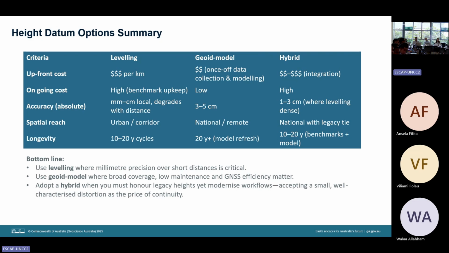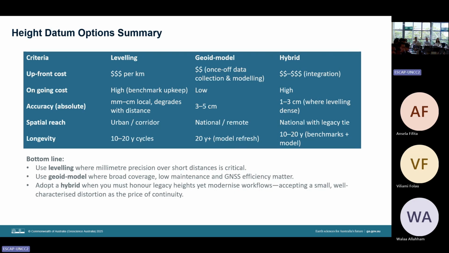The trade-off is that we knowingly introduce potentially controlled distortions into the geoid surface so that the datum is no longer a pure gravity equipotential surface. And we still have to look after the main benchmark skeleton. So we're still maintaining a leveling network with this approach. Longevity sits between the other two options. It's better than a purely leveled network, but it's still tied to that physical benchmark infrastructure.